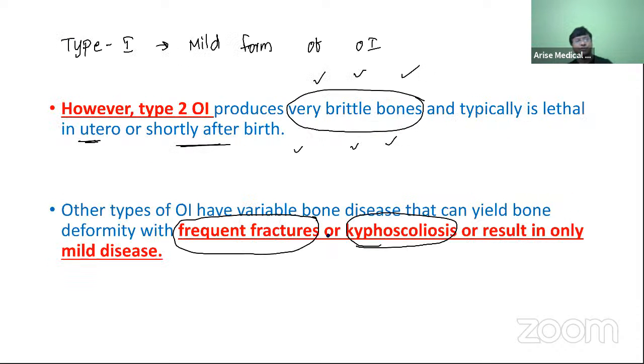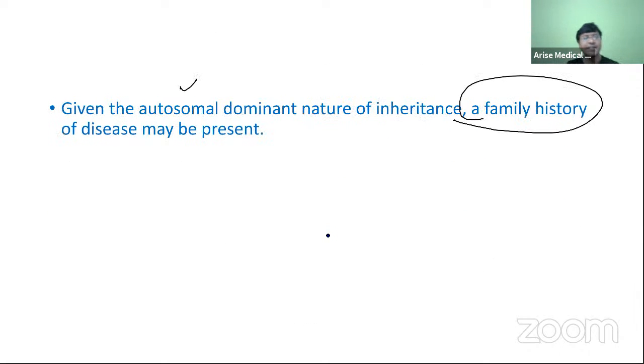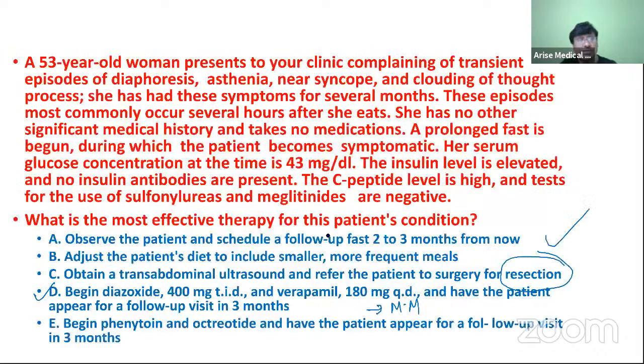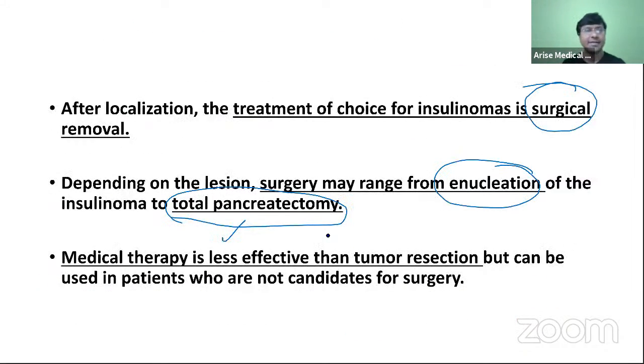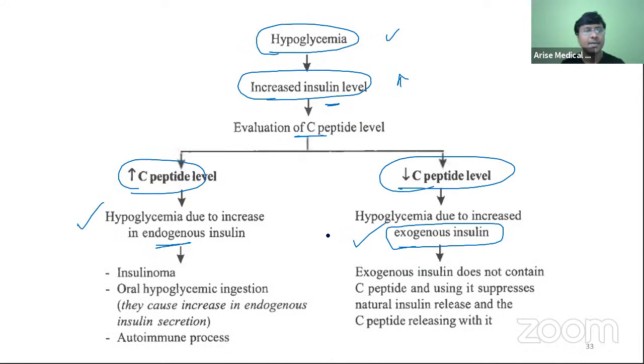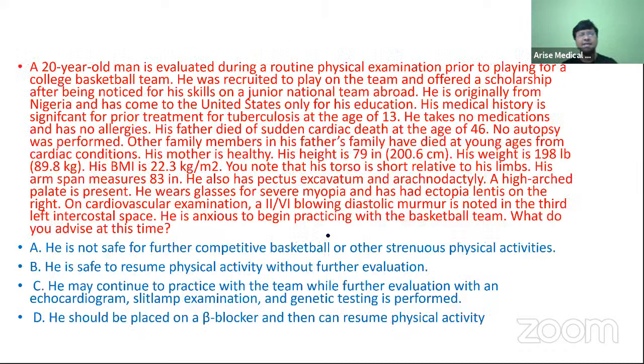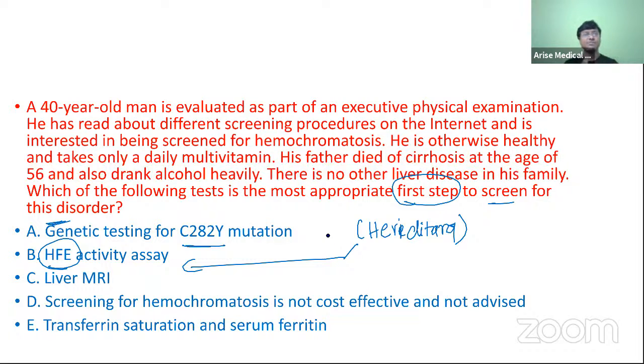Then followed by this, we have discussed the insulinoma, where the insulin levels are very high in spite of the individual having hypoglycemia. And in these individuals, surgical therapy is the treatment of choice compared to medical management. So that is about your insulinoma. And lastly, we have discussed the next important topic, that is hereditary hemochromatosis. How will you diagnose and how will you treat? Right? So this is for today.